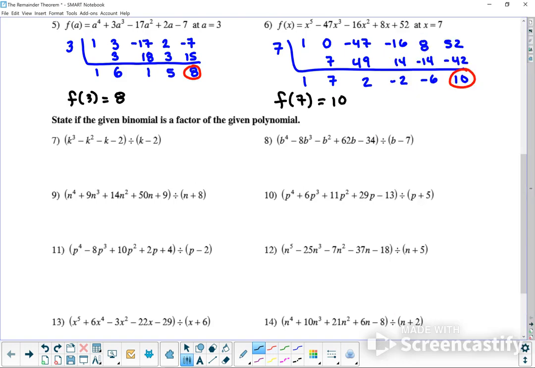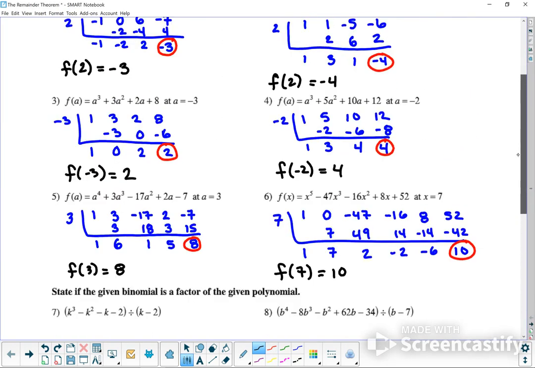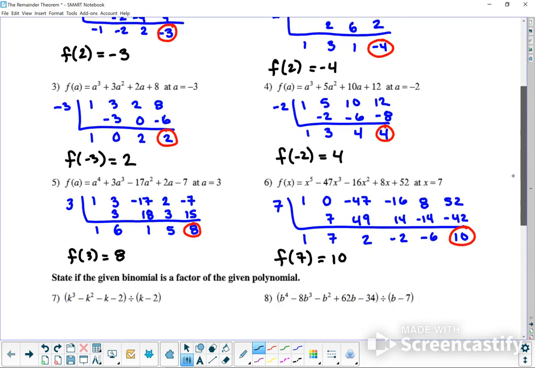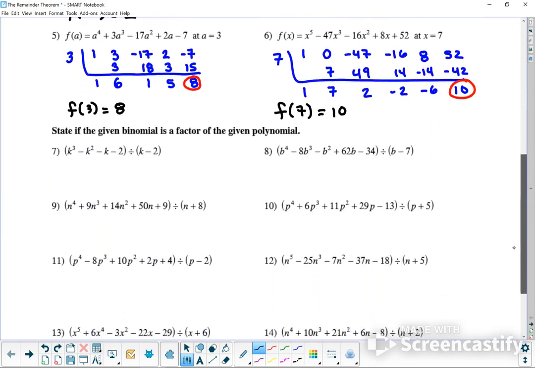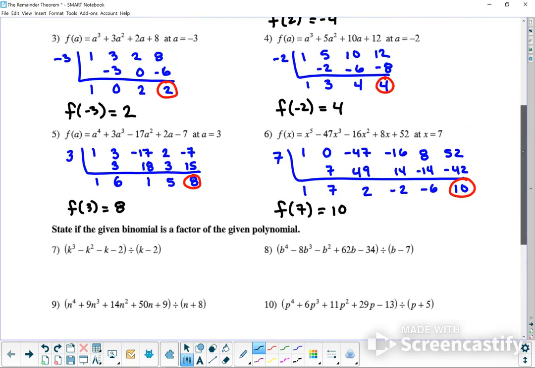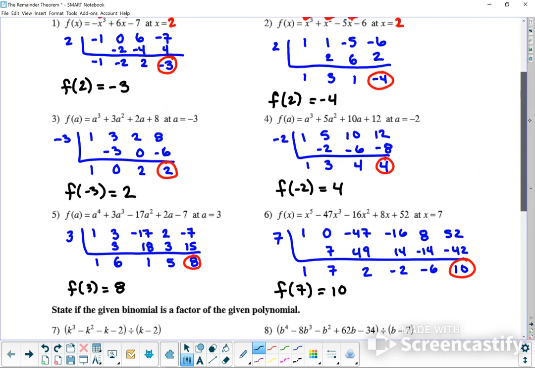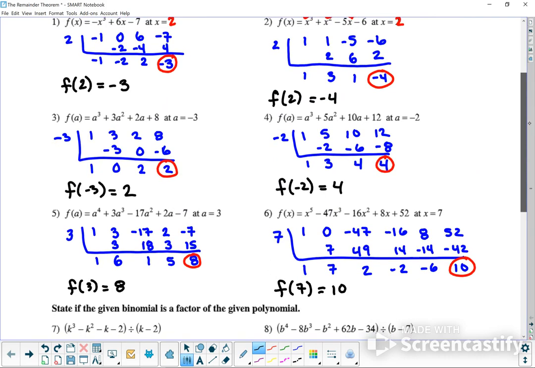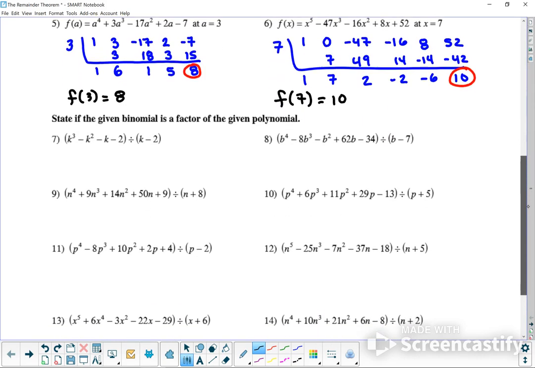Okay, so that's just basically evaluation using the remainder theorem, using synthetic division. Okay, the rest of these we're going to use synthetic division, and we're going to figure out if these binomials are factors for the given polynomial. And by what we mean by factors is if it has a remainder of 0. So like if you look at all of these are not factors at all. Okay, so we'll see if that works.